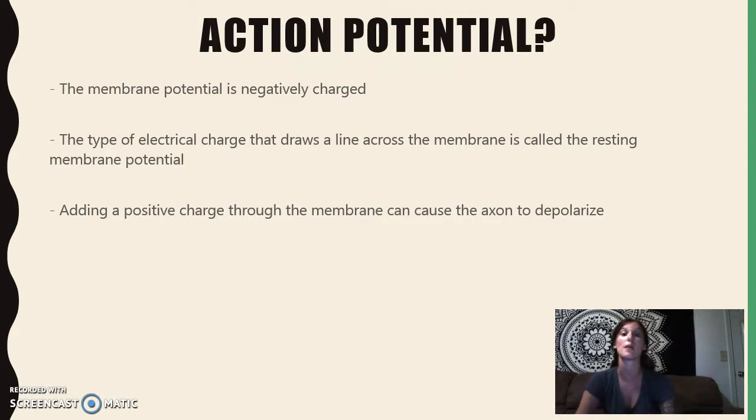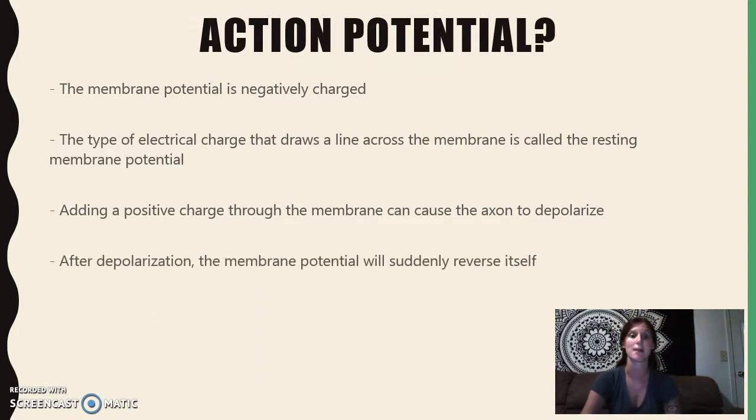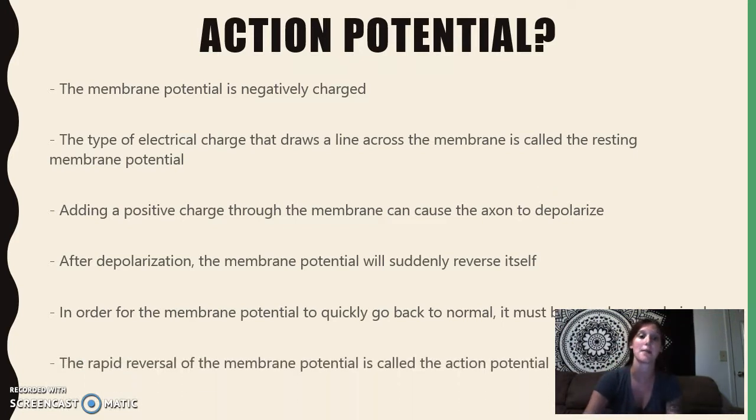Adding a positive charge through the membrane can cause the axon to depolarize, because since it is negative, adding a positive charge to it can cause the membrane potential to diminish. After depolarization, the membrane potential will suddenly try to reverse itself. And the way to go back to normal is that it must hyperpolarize. Normally it is negative on the inside and positive on the outside, but with that positive charge going through it, the inside becomes positive and the outside negative. The rapid reversal of the membrane potential is called the action potential.